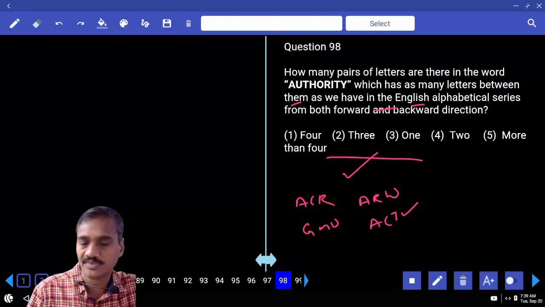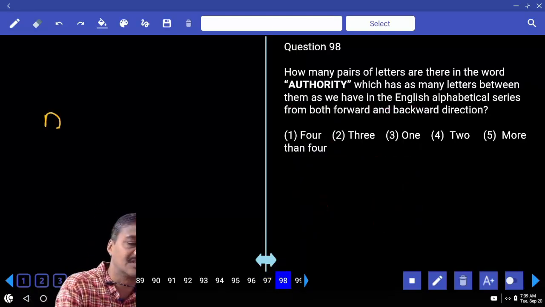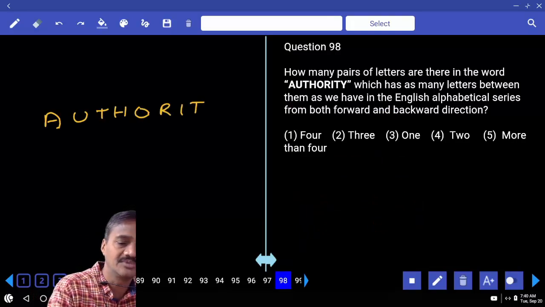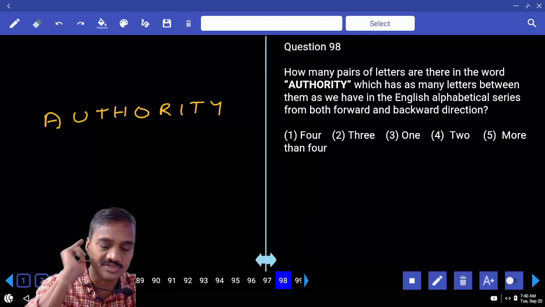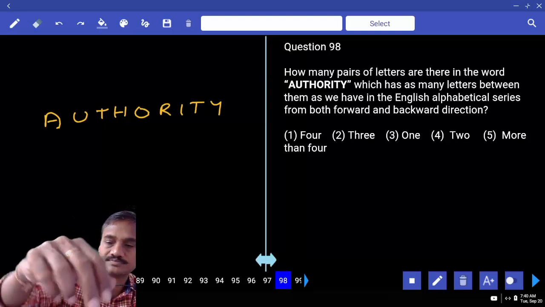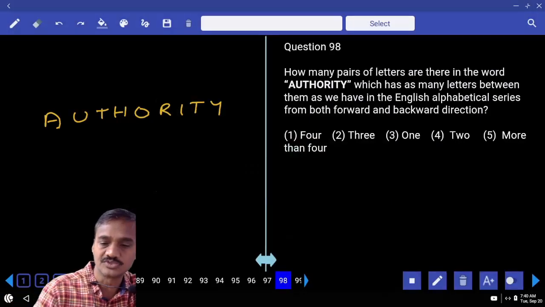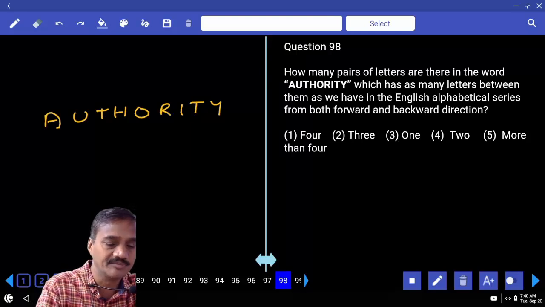Then 98. How many such pairs of letters are there in the word authority? AUTHORITY. How many such pairs of letters are there in the word authority, each having as many letters between them as in the alphabet? Then starting with the first one, A starts in B, C, D, E, F, G, H, I. And U, there is no letter more than T, U, V, W, X, Y, Z. H, I, J, K, L, M. O, P, Q, R, S. R, S, T. R, S, T, U. I, J, K. Left to right, there is only one.